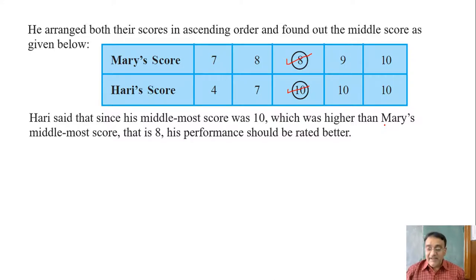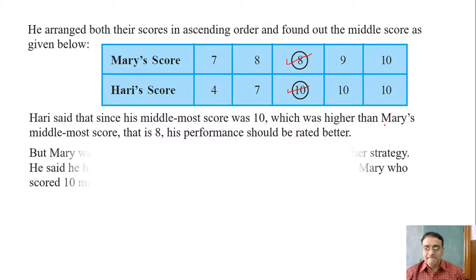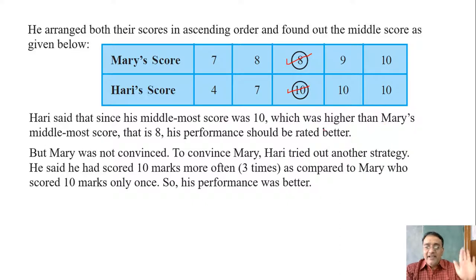And even the number of 10s scored is more for Harry. Mary scored only one 10. So the frequency of 10 is 3 for Harry and the frequency of 10 for Mary is 1. So Mary again was not convinced. To convince Mary, Harry tried another strategy. He said he had scored 10 marks more often, 3 times, as compared to Mary, who scored 10 marks only once. So his performance was better.